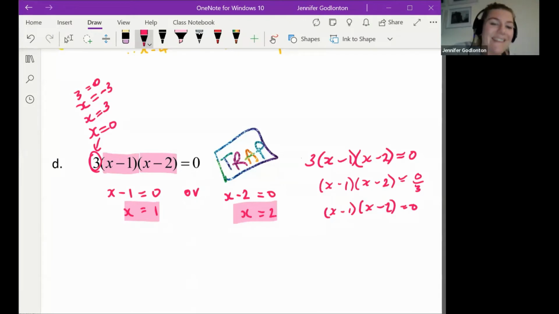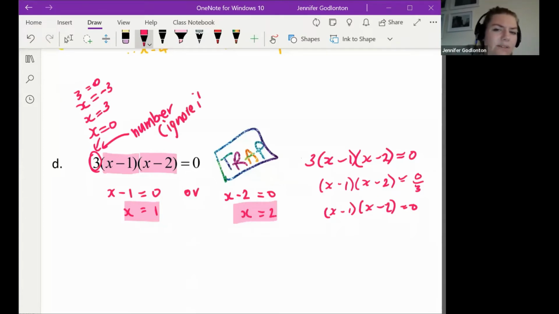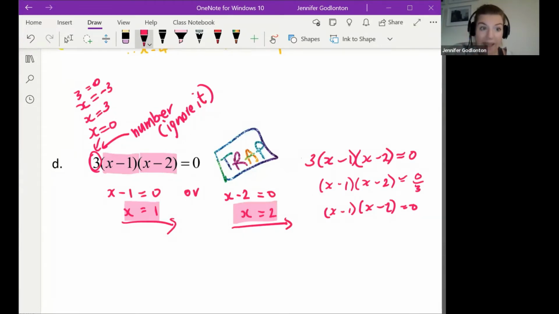And so when we have a number that's chilling in the front, we can basically just ignore it. It's not going to affect our answers. It's not going to change anything. It's not going to be equal to anything, because if I divided both sides by it, it would just fall away. And so because it would just fall away when I move it to the other side, we get to ignore it. So here we would only have 2 answers, x equals 1 and x equals 2. If it's an x before that bracket, then that x would be equal to 0, like this one.